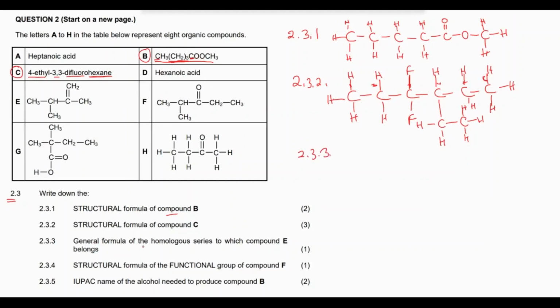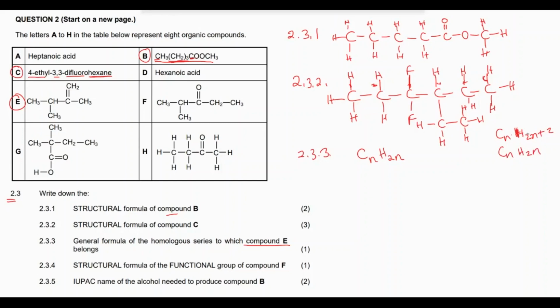Right, the general formula of the homologous series to which compound E belongs. Compound E, we say that is an alkene. So alkenes, what is the general formula of the alkenes? It will be CnH2n. Just remember this. You have to remember this. From alkanes to alkenes. Alkanes will be CnH2n plus 2. Then for the alkenes, remove these 2.